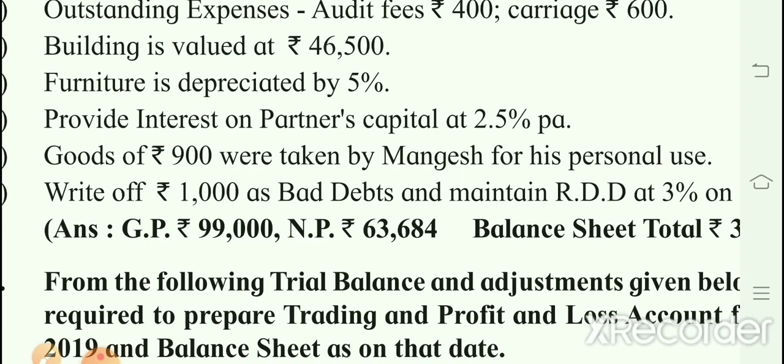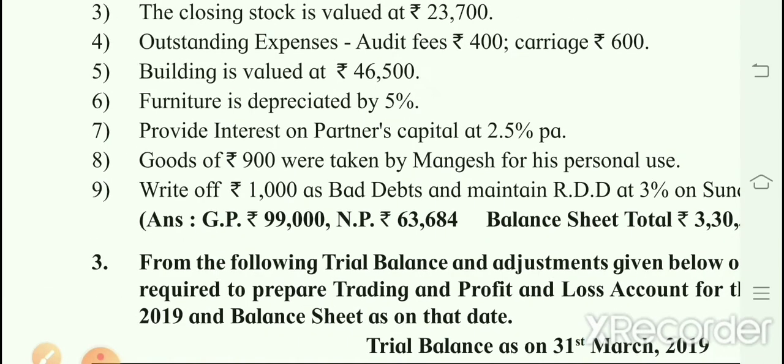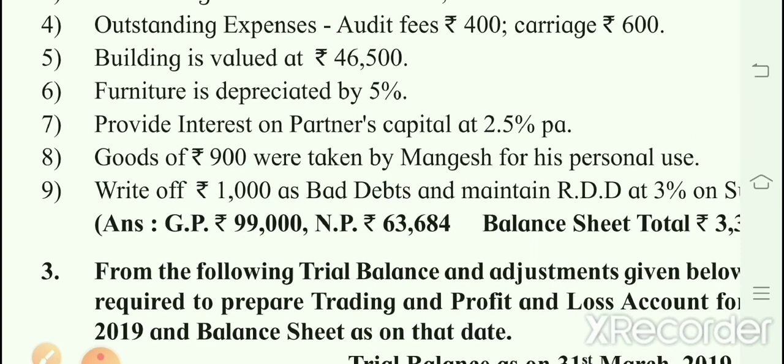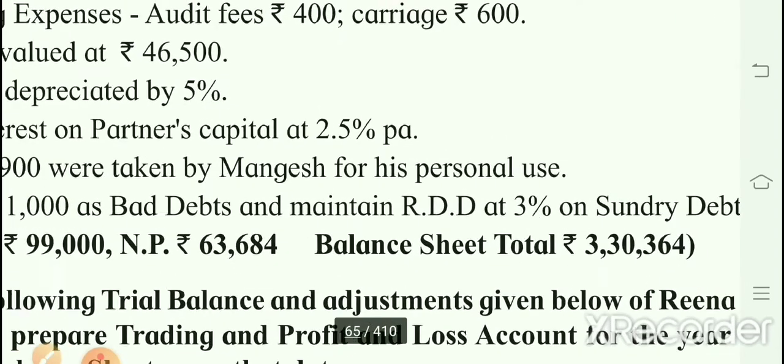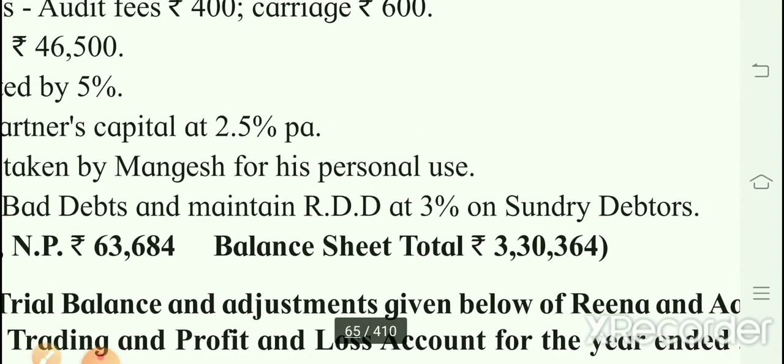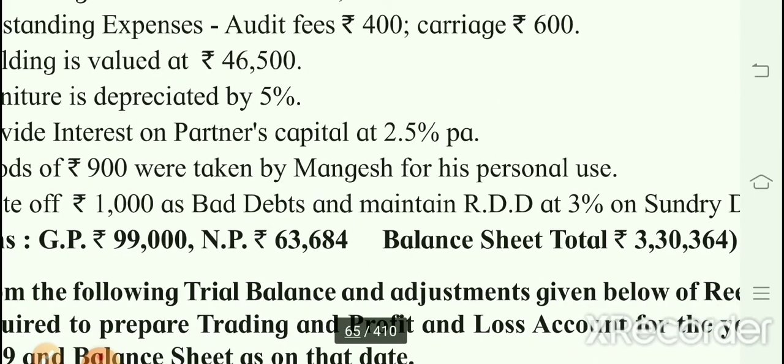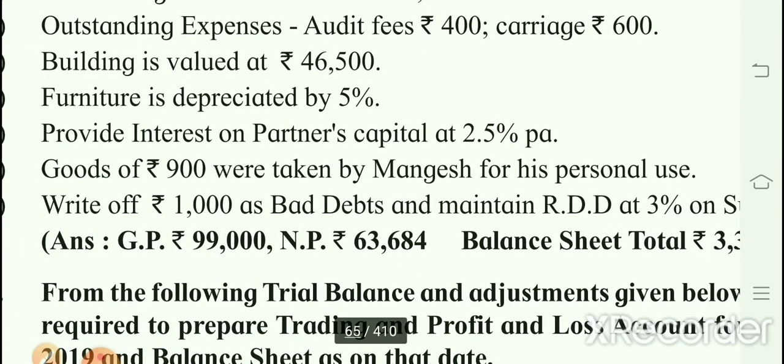That's why instead of deducting it, we are writing it on debit side. Amount will be written in the column of Mangesh. Next, write off rupees 1,000 as bad debts and maintain RDD at 3% on sundry debtors. Write off rupees 1,000 as bad debts means these are our new bad debts.